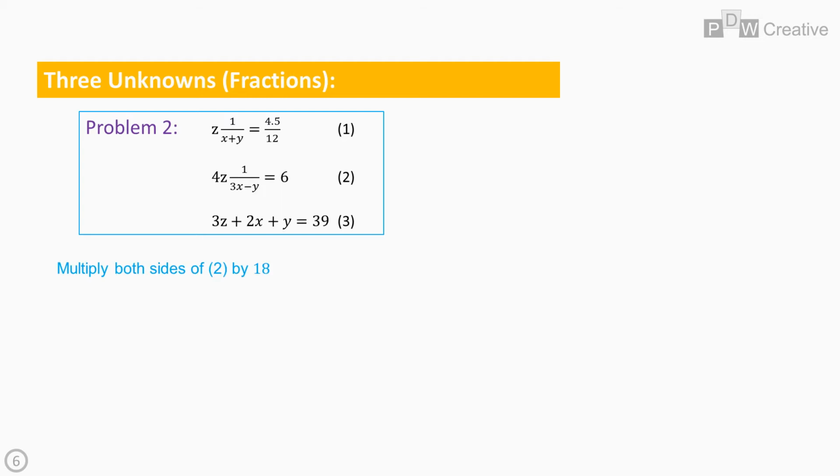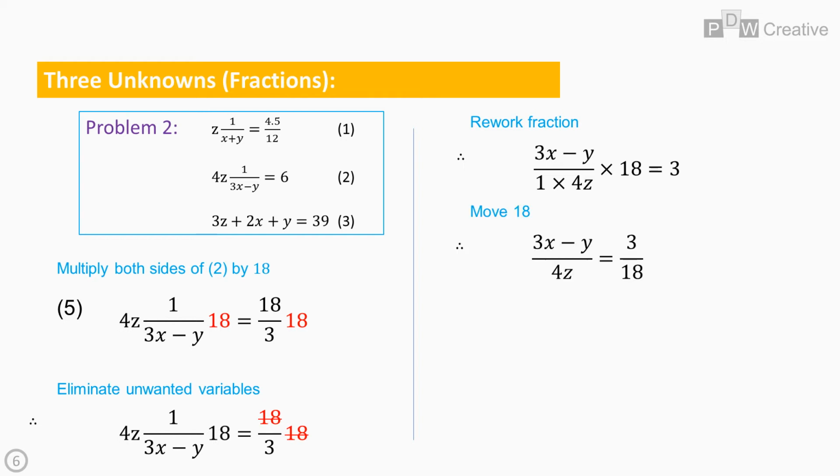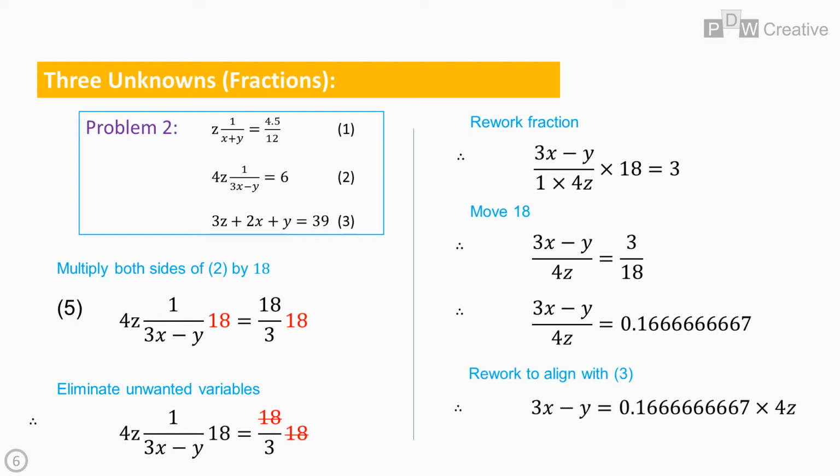Let's start by multiplying both sides by 18. Then eliminate as before. This is starting to look similar to the method used on the previous equation. 4z and 1 move under the fraction and are multiplied to rebalance. 18 moves across. Then simplification. Z is moved across to get rid of the final fraction and realign to form equation 5. So now we have equations 3, 4 and 5 to work with, which should make the elimination process easier.